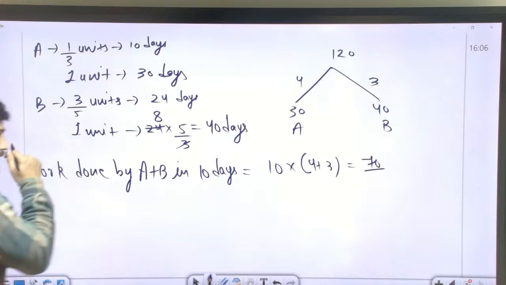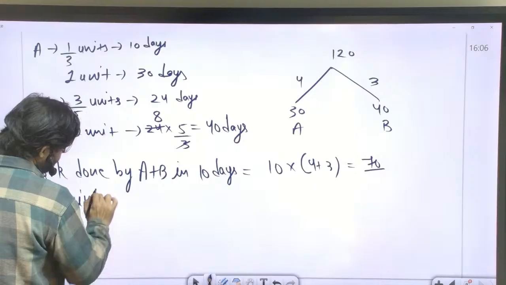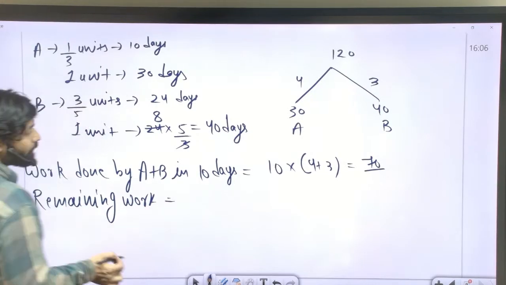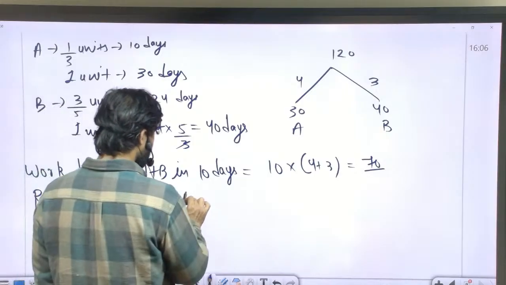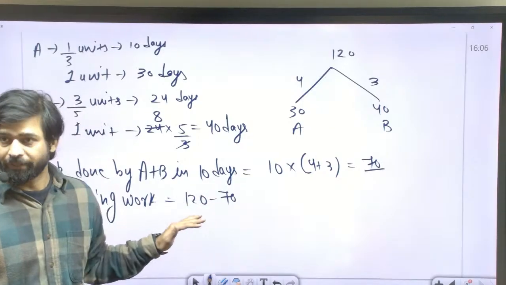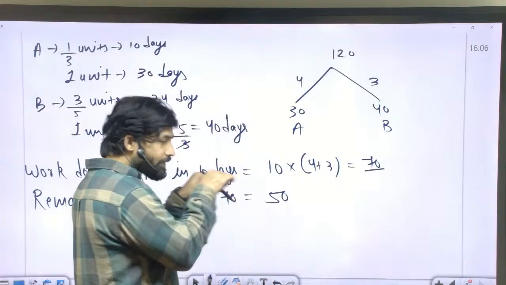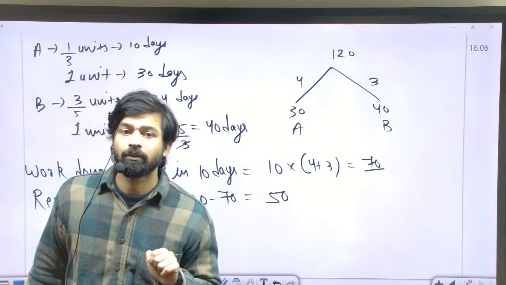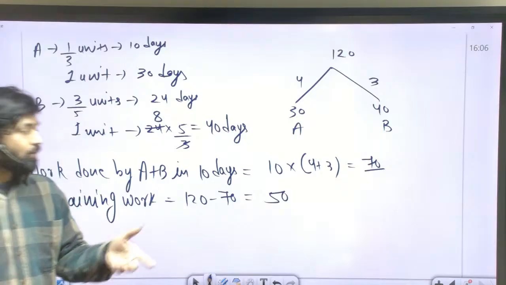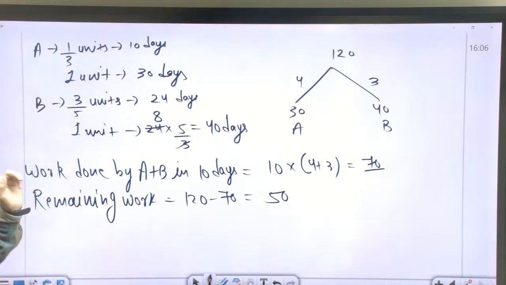How can we find out the efficiency of C? Because of the remaining work. What is the remaining work here? The total work is 120 units. Out of that, 70 units have been done so far. So the remaining work is 50 units. Now this 50 units has to be done by whom? C. In how many days? 15 days, because it is given. From here we can find out the efficiency of C. Okay, any problem in this?